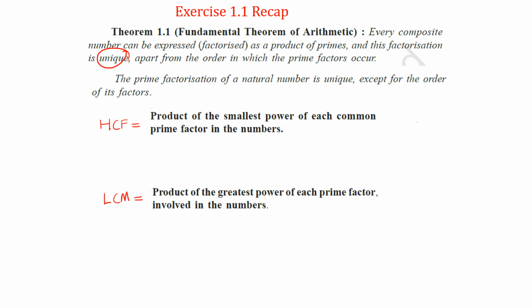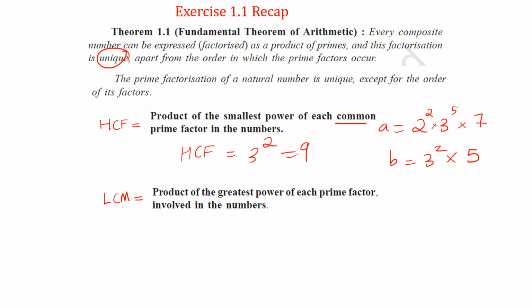So if you have, let's say, two numbers, let me throw in some numbers: A is 2 squared times 3 to the power 5 times 7, and B is 3 squared times 5. What is the HCF of these two numbers? First of all, we have to look for the common prime factor, which happens to be 3, and look for the smallest power, which is 2. So HCF is 3 squared, which is 9.